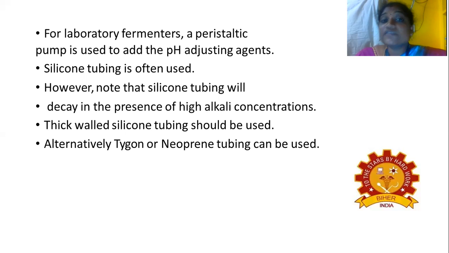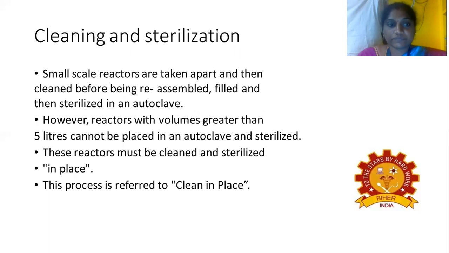For laboratory fermenters, a peristaltic pump is used to add the pH adjusting agents. Silicone tubing is also often used. However, the silicone tubing will decay in the presence of high alkali concentrations. So thick walled silicone tubing should be used, and alternatively, Tygon or neoprene tubing can also be used.